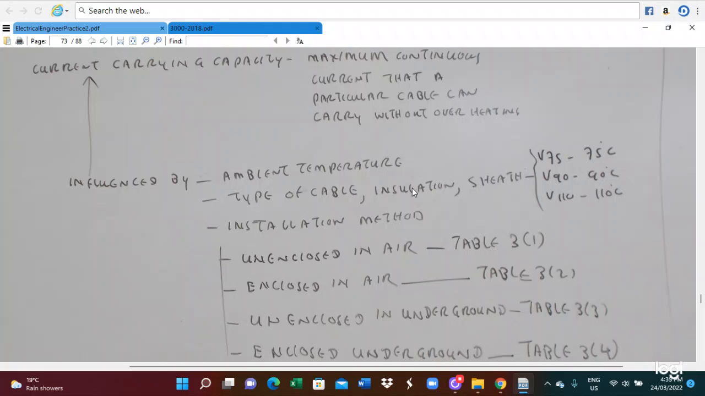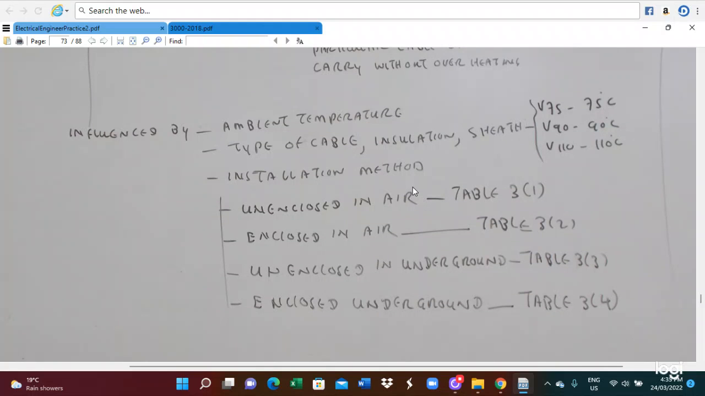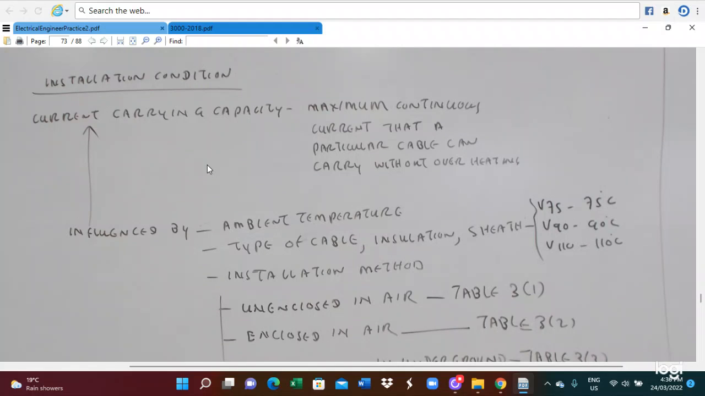In the meantime, we also need to be concerned about the installation method. Installed in air, we refer to AS 3008 table 3-1; in air enclosed, table 3-2; and enclosed underground, tables 3-3 and 3-4. Those are the tables we have to refer to. The type of installation, the ambient temperature and the cable type all affect the current carrying capacity, which is the maximum continuous current that a particular cable can carry without overheating.